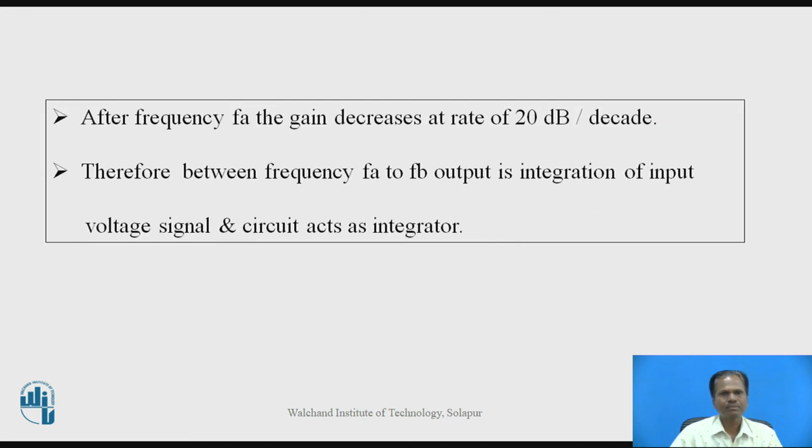After frequency Fa, the gain decreases at a constant rate of 20 dB per decade. From frequency f to Fa, the gain remains constant, given by Rf upon R1, and after Fa, the gain limiting frequency, the circuit works as an integrator and the gain of the circuit decreases at a constant rate of 20 dB per decade. Therefore, between frequency Fa to Fb, the output is the integration of the input voltage signal and the circuit acts as an integrator.